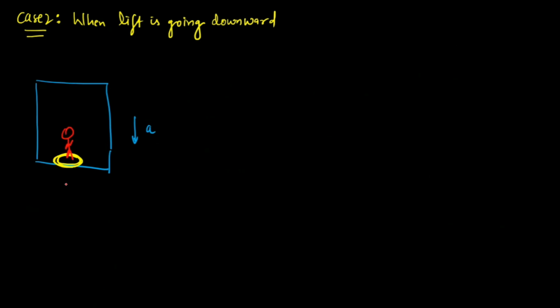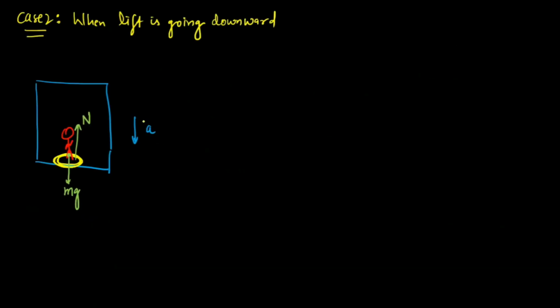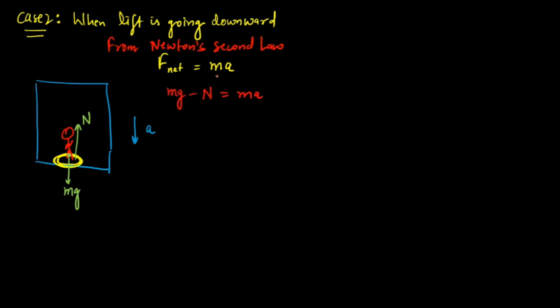When the lift is going downward, there must be some weight acting in the downward direction, and resulting in a normal reaction acting in the upward direction. The net force is again given by Newton's second law: F net is equal to ma. F net can be written as mg minus N this time. Why mg minus N? Because the lift is going downward, so the downward force must be greater in magnitude.